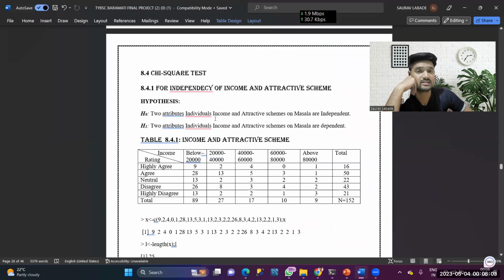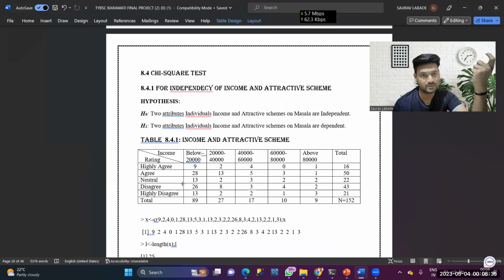Then the chi-square test. Before applying any test, we need to understand one thing: there are reasons why we are using each test. Why are we using the variability test? Because I want to check the variance, whether the variances are the same or not. In that case only I will use the F test, that is var.test. The F test is used when I have to check the equality of the variance.